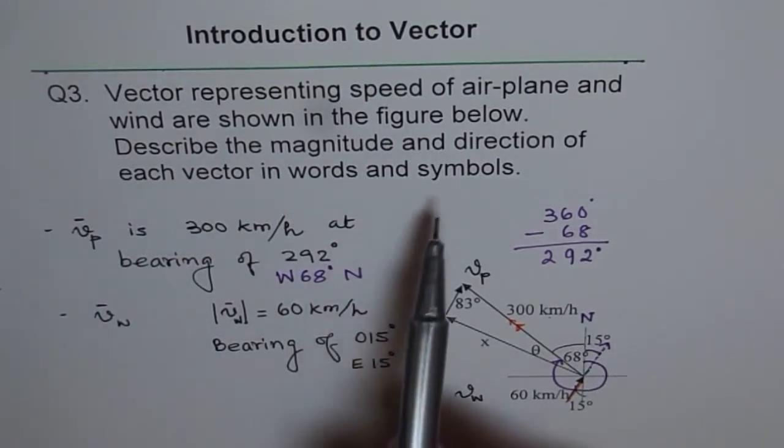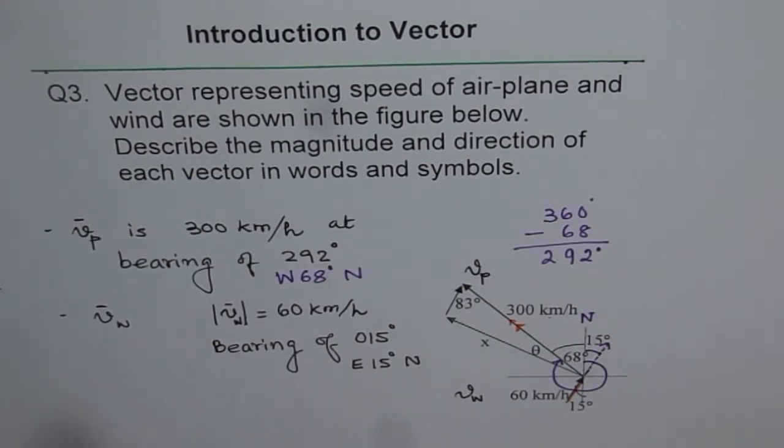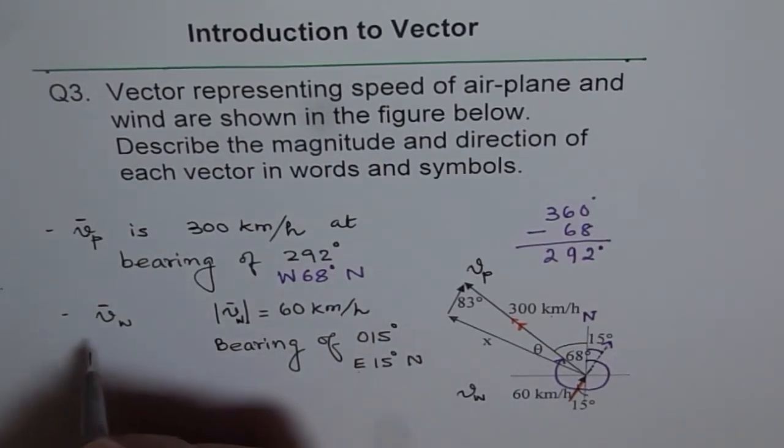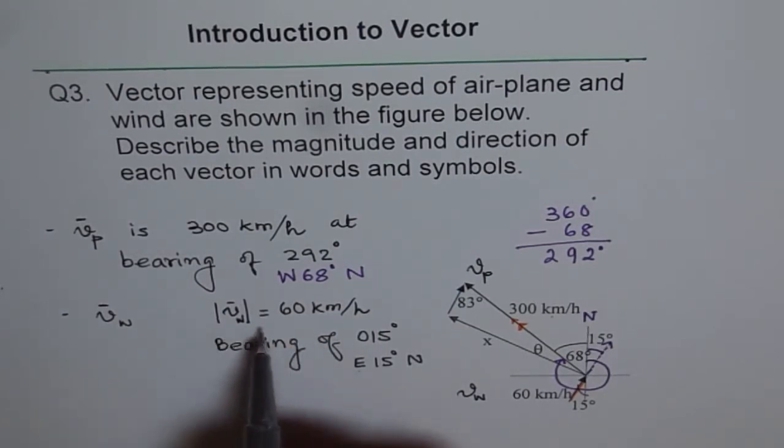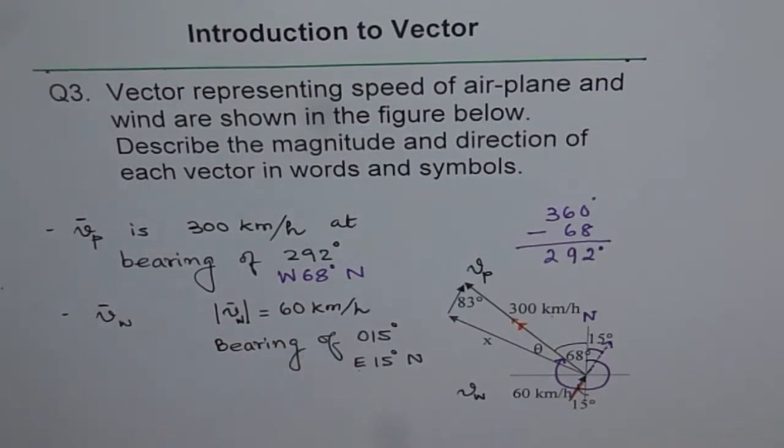When we say symbols, then we can say velocity 60 kilometers per hour, comma, east 15 degrees north. That is in symbols, where the magnitude is this and the direction is this. So these are the ways we can write our vector. I hope you understand and appreciate. We are translating geometric representation into words and symbols. This will help us to do some calculations later. Thank you and all the best.